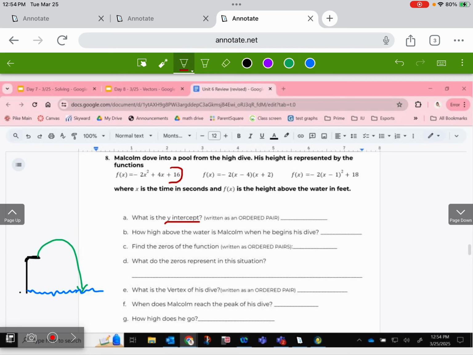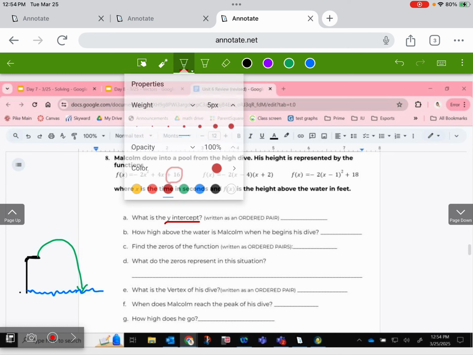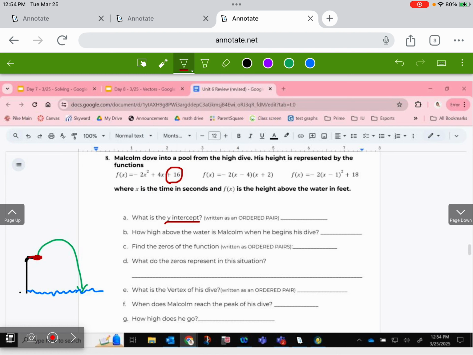So up here, what number is that going to be? This 16. It's in our standard form. It's this guy over here. So our 16, what is that? Y-intercept in terms of the story. How high you jump from? It's the height of the diving board. This would be our y-intercept on the graph. So it's at 16 up here. So our ordered pair is (0, 16). That's our y-intercept's ordered pair.